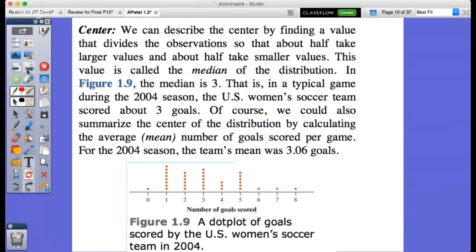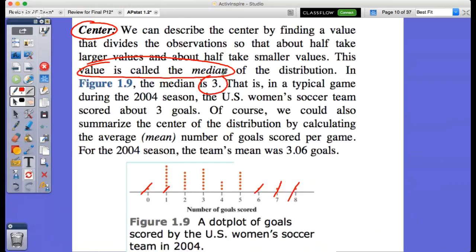Center is probably the easier one because you've done this before. A lot of times we have a halfway point between specific values, and that is called our median. So if I were to take the previous example of the dot plot of the 2004 women's team, and find the median value, I would basically count off, take one there, take one there. Literally what I'm doing is just finding the middle value. Once I find that middle value, that would be called my median there.